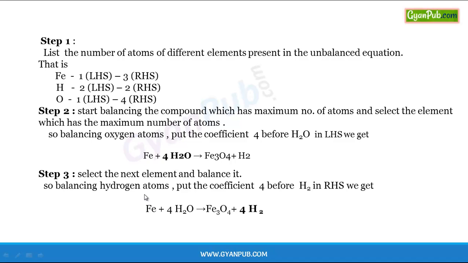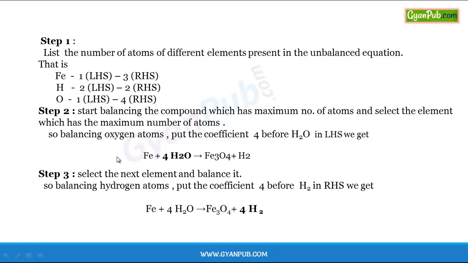So again analyzing the list of the number of atoms of the different elements present. Now we have 1 iron atom on the left hand side and 3 iron atoms on the right hand side, and 8 hydrogen atoms on the left hand side and 8 hydrogen atoms on the right hand side, and also 4 oxygen atoms on the left hand side and 4 oxygen atoms on the right hand side. So we have hydrogen and oxygen balanced, with 8 hydrogens on both LHS and RHS, that is left hand side and right hand side, and 4 oxygens on both sides.